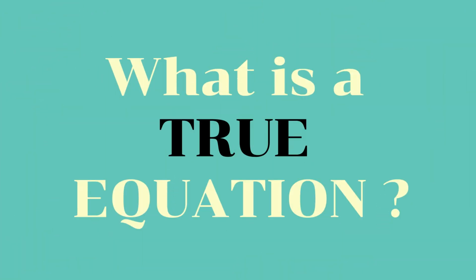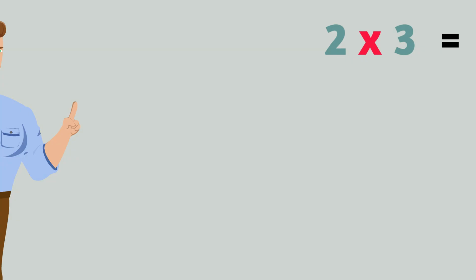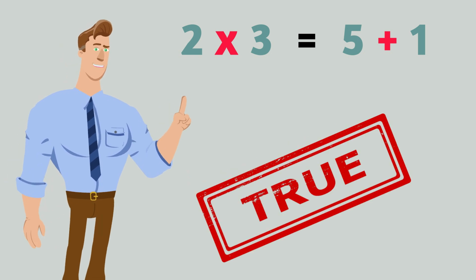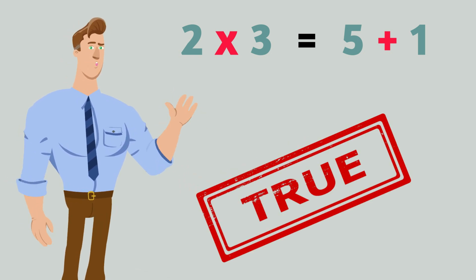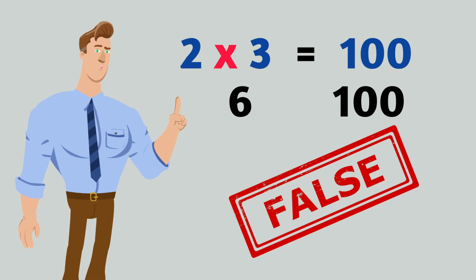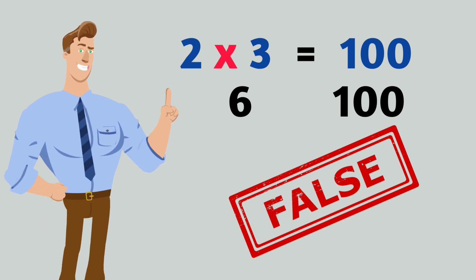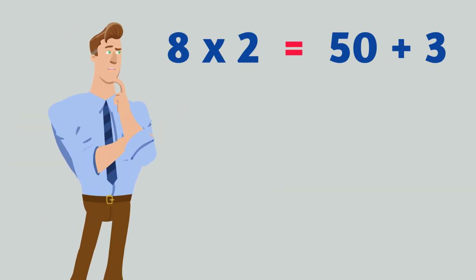What is a true equation? A true equation is an equation with two sides that equal the same value. For an equation to be true, the two sides must give you identical results. Like this one, both sides equal 6. It is a true equation. If the two sides don't equal the same value, the equation is false. Your turn. Is this equation true or false?